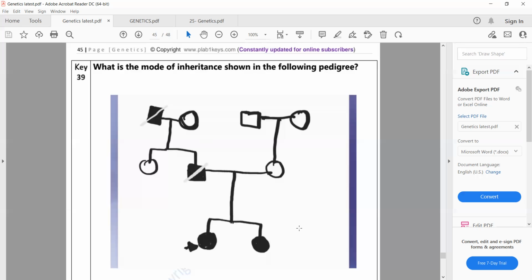Is that right? If only males were affected, then we could have said that it is an X-linked pattern of inheritance. So it is an autosomal pattern of inheritance. Now I will decide, is it autosomal recessive or autosomal dominant?